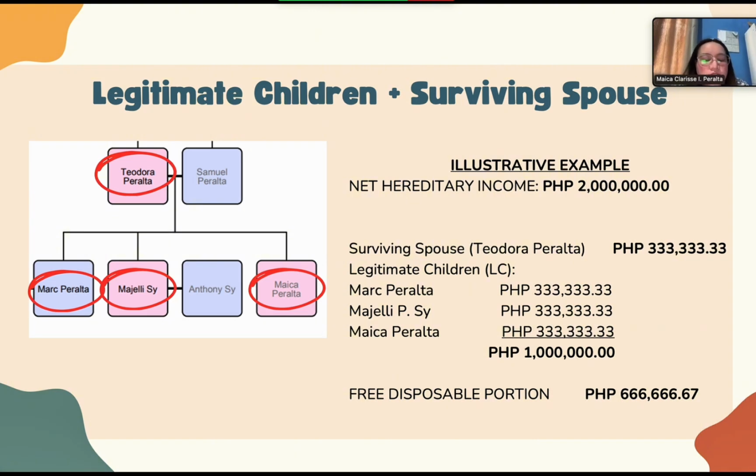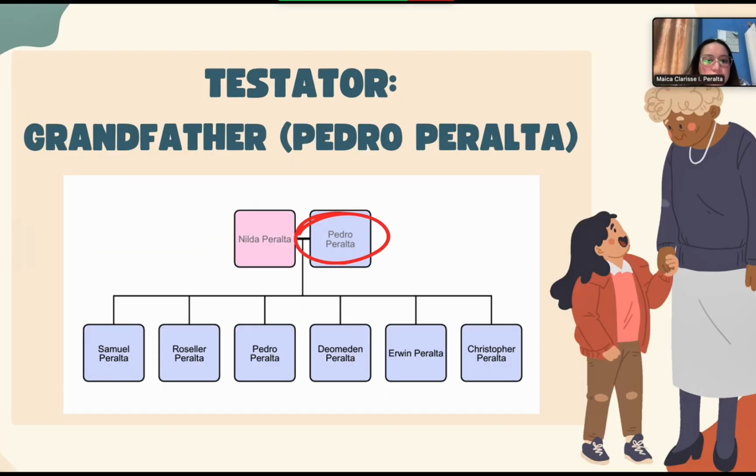The amount that we will receive, my siblings Mark Peralta, Majely C, and Micah Peralta and I, will be an equal portion of 333,000 each, which added together is 1 million pesos. The article provides that the surviving spouse, my mother, shall also receive an equal portion, so she will receive 333,333 pesos as well. If we add them, we get 1,333,000, and if we subtract it from 2 million, the free disposable portion is 666,666.67 pesos.